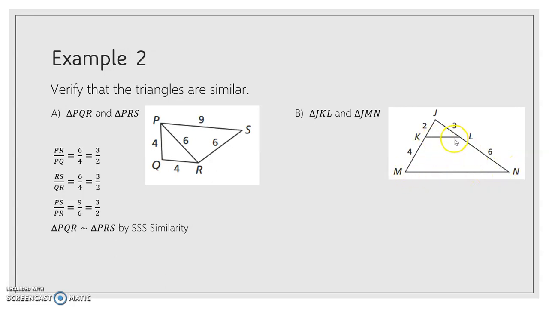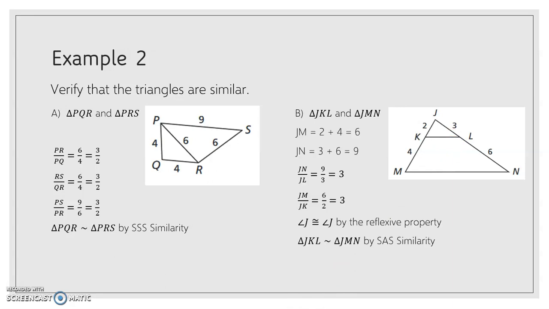So I can't use side, side, side similarity. So pause this video and see if you can figure out what you can use and attempt to show the similarity, and then come back to check your answer. Okay, so what I did is I found out that the length of JM is 6 units and JN is 9 units. So then I was able to make 2 proportions.